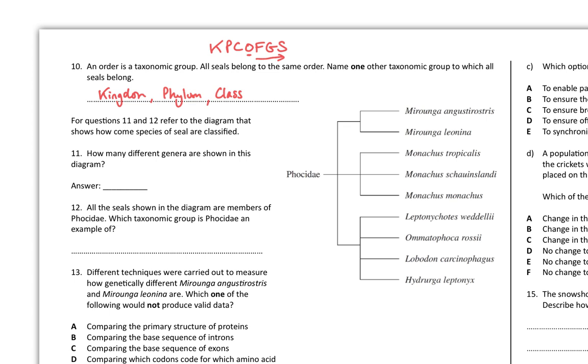Phylum, actually no, the phylum's probably mammal. Anyway, you don't need to know any classification of any organism. I'm not a seal expert. Then 11 and 12 refers to the diagram.